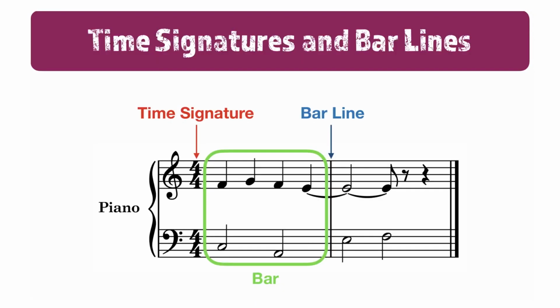When music is written down, it is separated into sections. These sections are called bars, separated by bar lines. In a simple piece of music, when you add up the note values in each bar, they always come to the same amount, usually 2, 3 or 4. At the start of a piece of music, we have something called the time signature. It has 2 numbers, and the top number tells us how many beats there are in a bar.